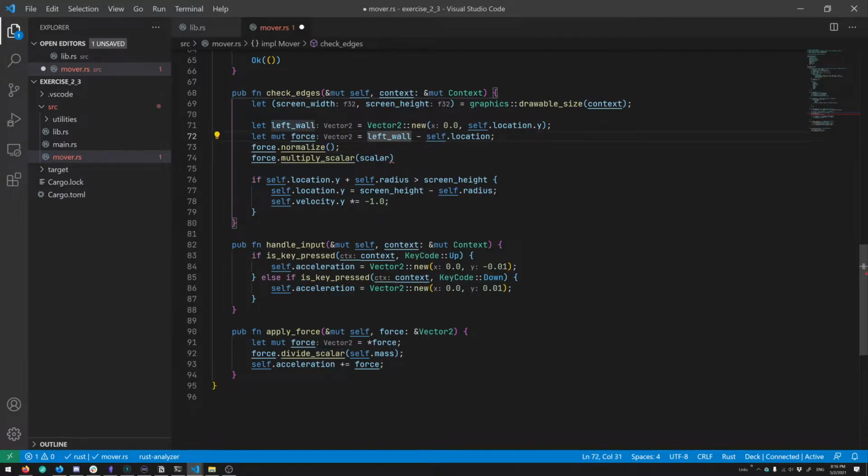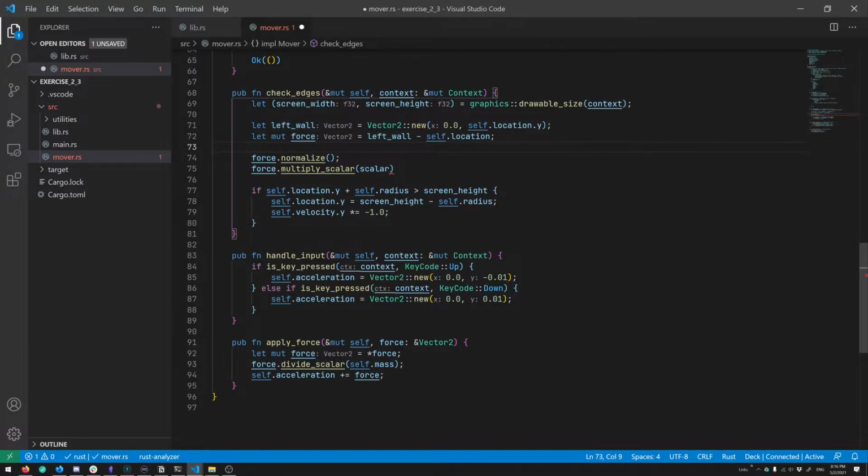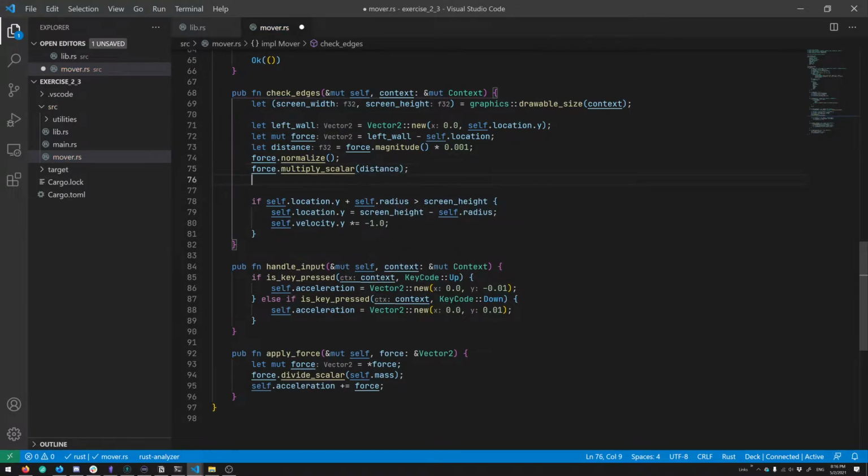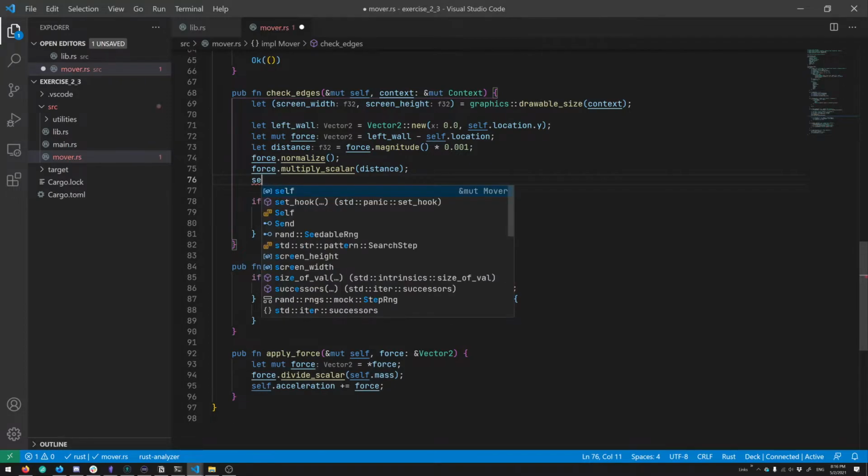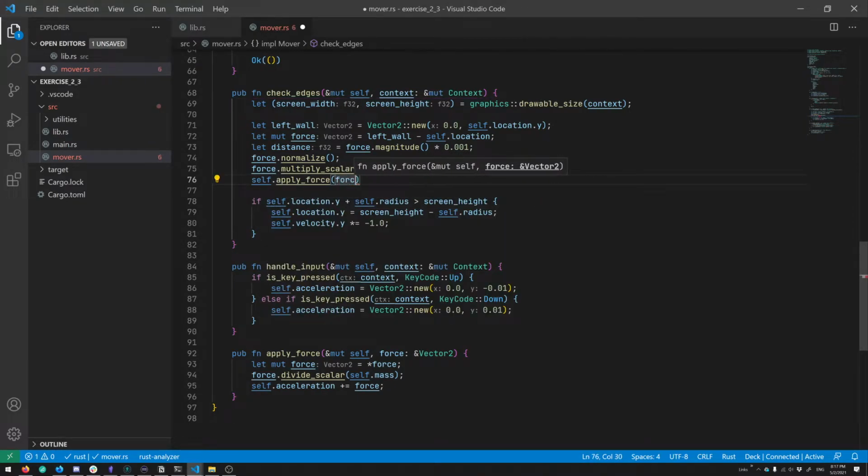Well, before we normalize this, we can actually get the distance here. Distance equals our force; we can get the magnitude of that, and let's scale it so that it's dynamic. The farther we are away from the left-hand wall, the stronger the amount is. What we can do is just take this number and multiply it by some amount, something like 0.001, for example. And then we're going to multiply by this distance. Then finally, we can't forget to actually apply this: self.apply force with our reference to the force.